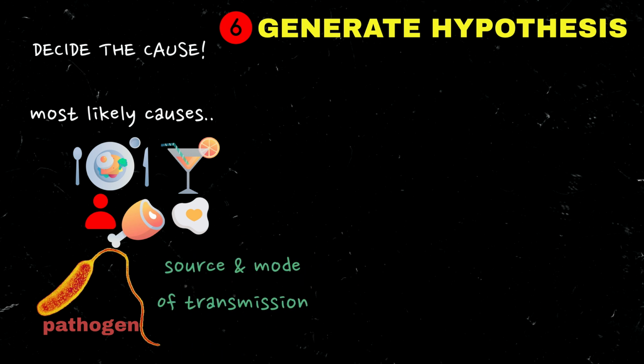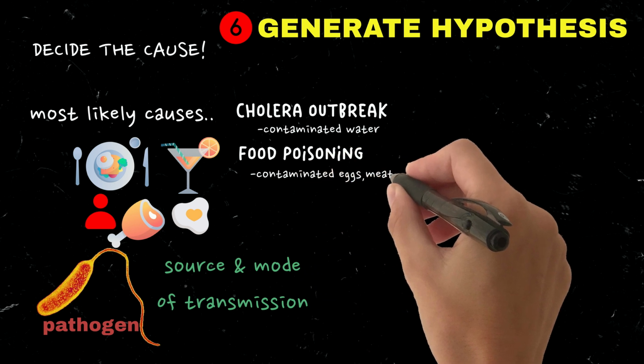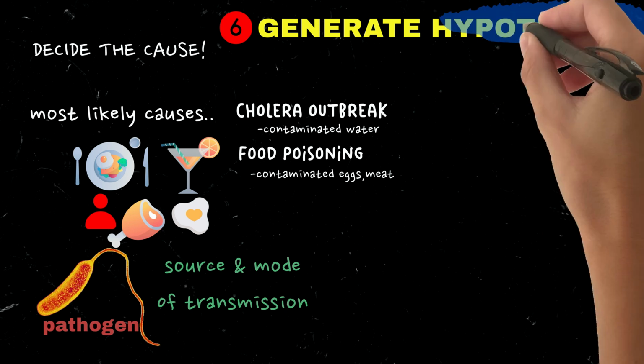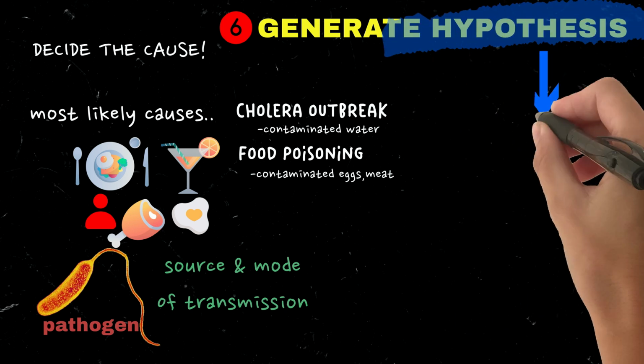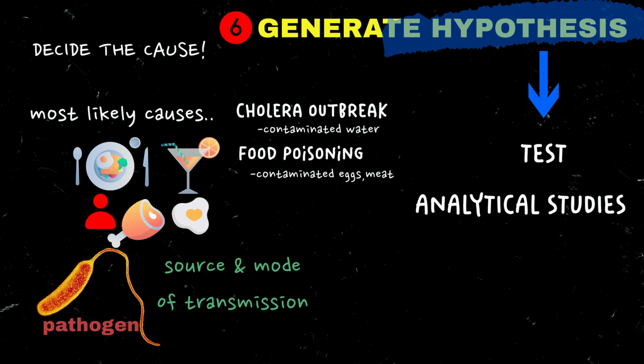For example, in an outbreak caused by cholera, investigators would look at contaminated water as the potential source of the outbreak. If it's a food poisoning outbreak, it's likely due to contaminated eggs or meat products. However, if it's not very clear, investigators need to test and confirm the hypothesis that was developed. This is usually done with an analytical epidemiological study.